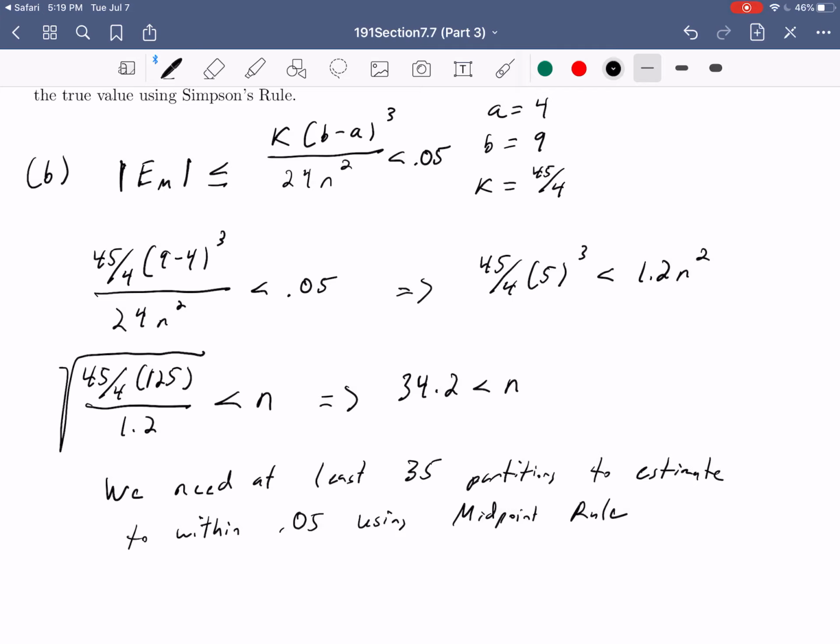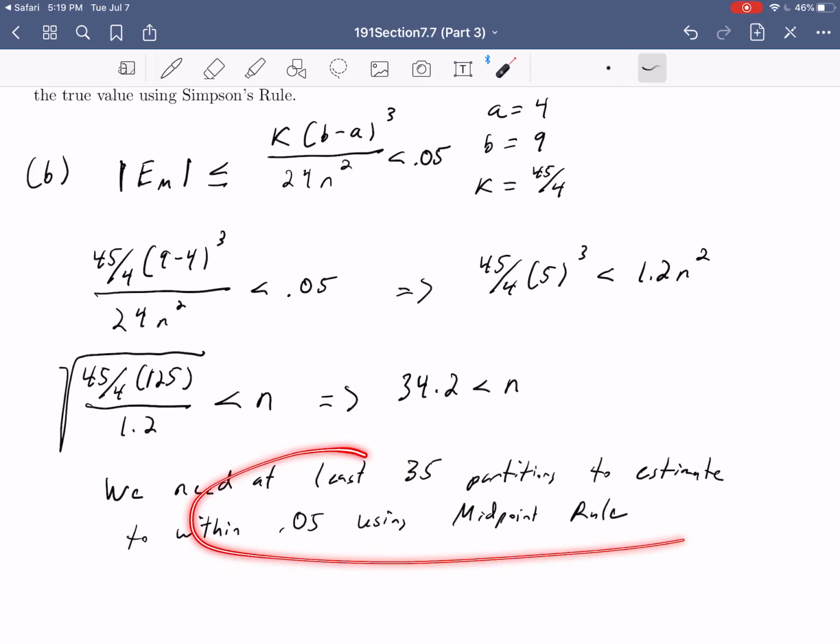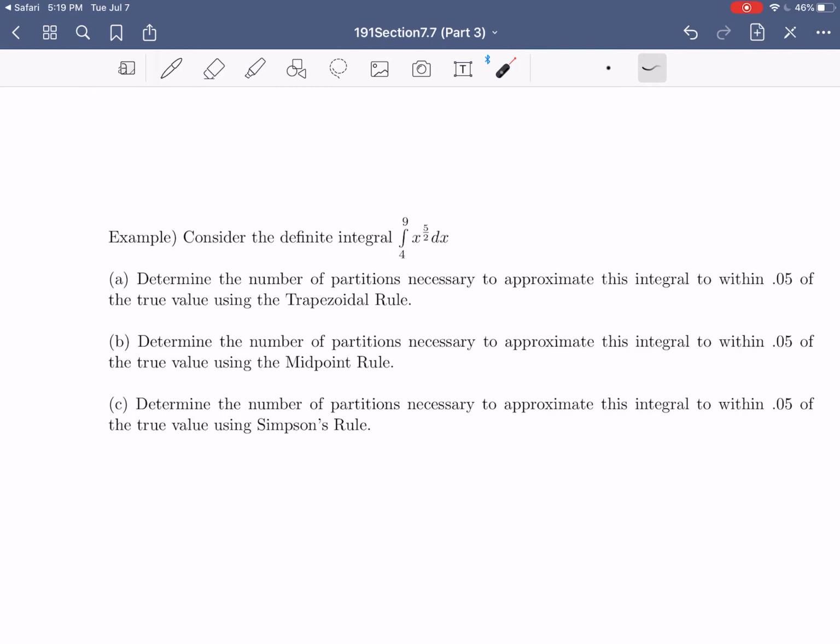So this is sort of interesting, right? We need at least 49 partitions for the trapezoidal rule, but we can get away with only 35 partitions when we're doing the midpoint rule, which means that we need fewer partitions to achieve the same level of accuracy. Now let's try this for our new one, Simpson's rule. So we'll give ourselves one more page here.